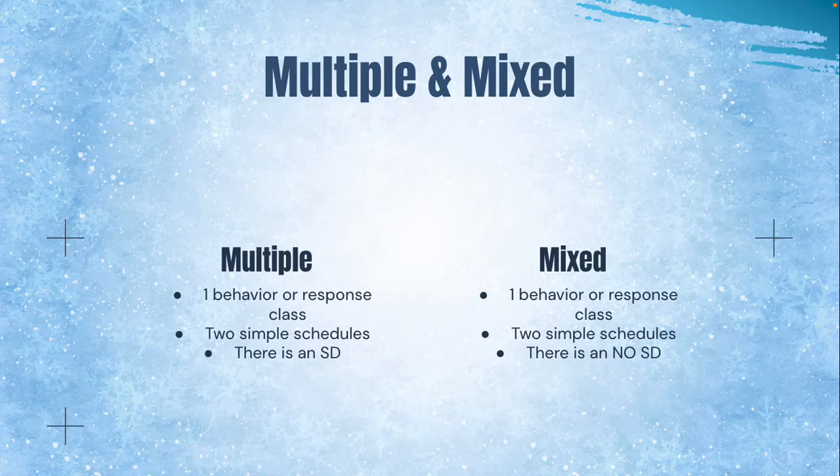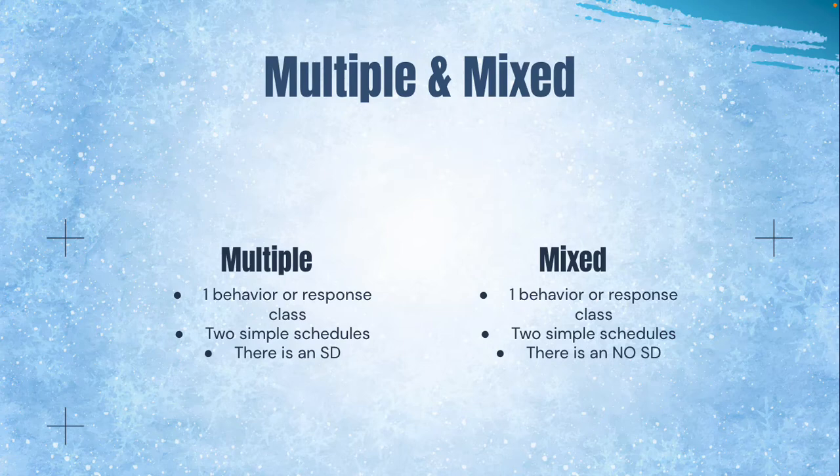And then the thing that separates them, multiple has an SD, meaning you know what schedule you're on. Mixed has no SD. We do not know what schedule we're on. An example of a multiple schedule would be something like a red-green system. So when the green card is present, you're able to ask for the gym room and go every 5 minutes. So that would be a fixed interval 5 minutes. And then when the red card is available, maybe you have to wait 20 minutes and then you can ask. So that would be a fixed interval 20 minute. So two different simple schedules, two interval schedules. Doesn't have to be, but in that example it was. And then one is available and then the other. There is an SD. Again, that SD would be the green card or the red card.